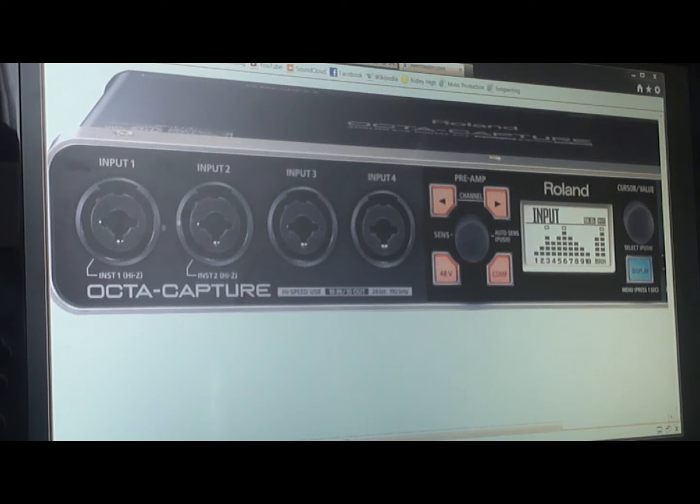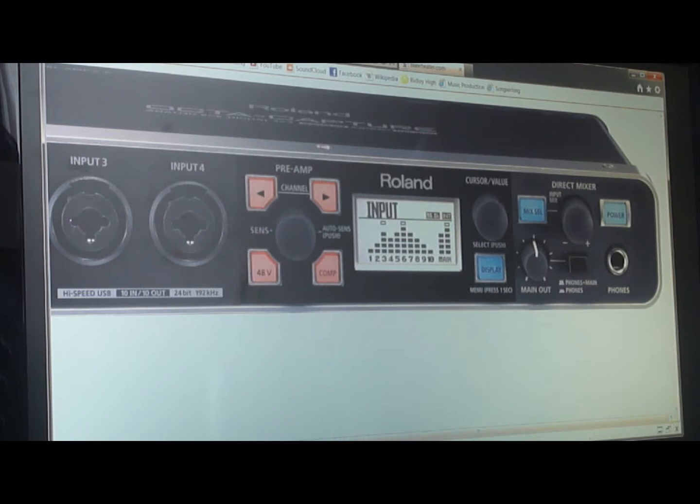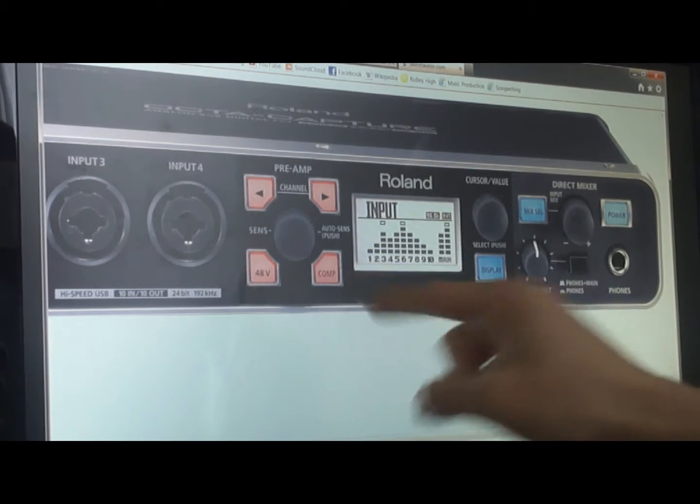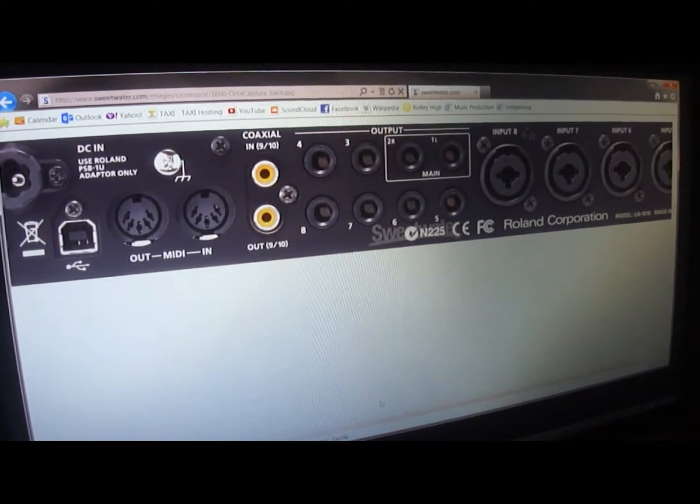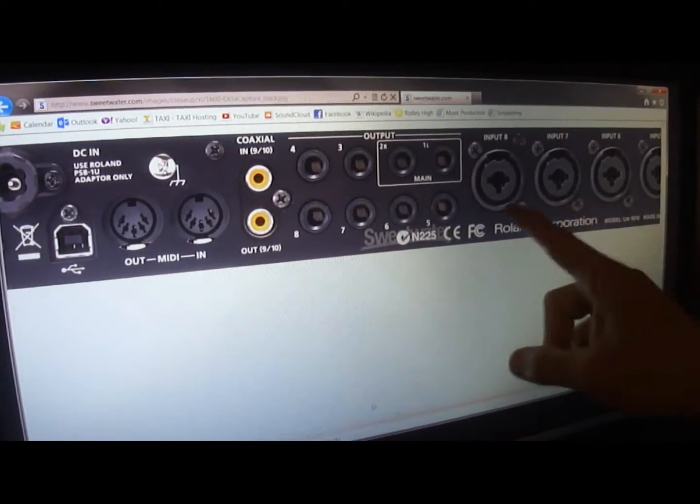So there's 4 inputs in the front. There are also 4 in the back, but we'll get to those in a minute. You can see we have the preamp, which is used to bring various signals up to line level if needed. There's your 48 volts of phantom power for your condenser microphones. Quickly looking at the back, you see the other 4 inputs here.